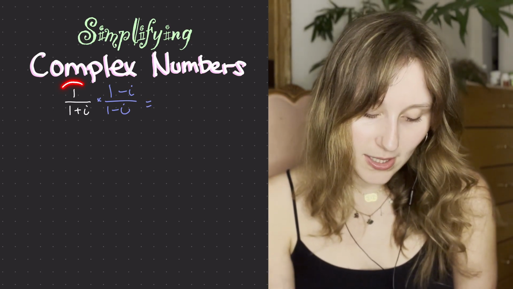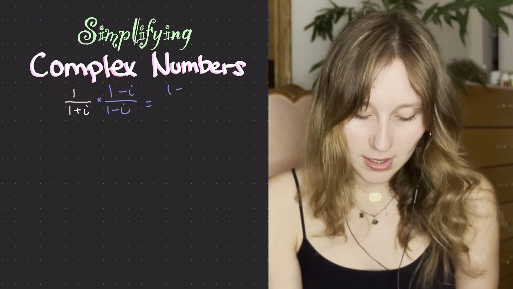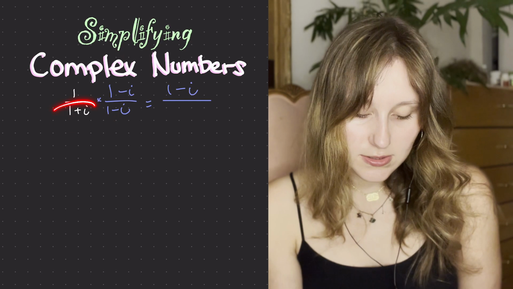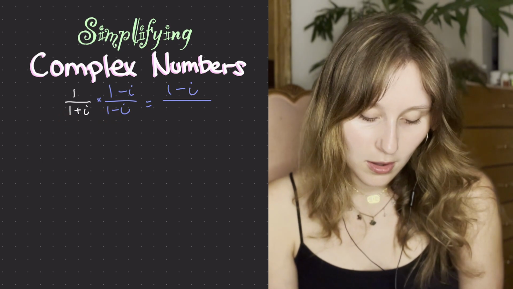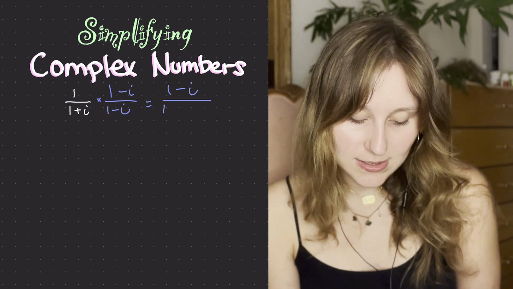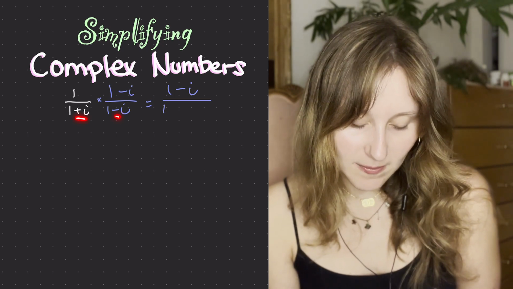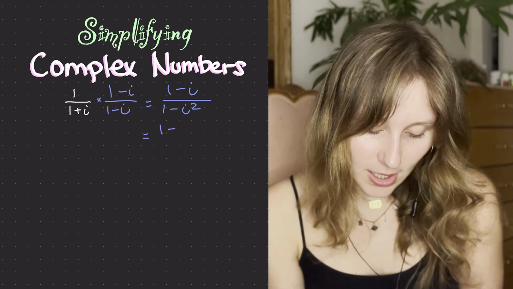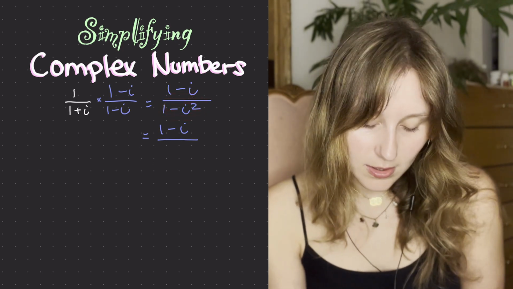1 times 1 is 1. 1 times minus i is going to be minus i. Easy, right? These are differences of squares, so I already know that this is going to get rid of the i. So we do 1 times 1. And then we know that the i times 1 and minus i times 1 are going to cancel each other out. So we just do plus i times minus i, which is going to be minus i squared. That is the same as 1 minus i squared, and i squared is going to be negative 1. So it's going to be 2.